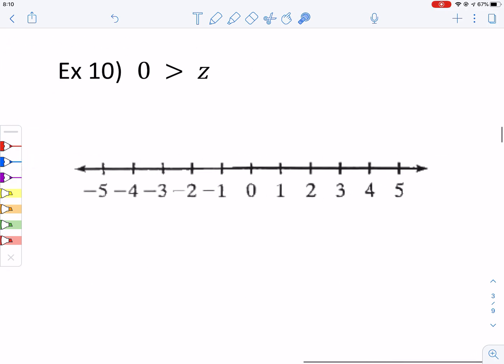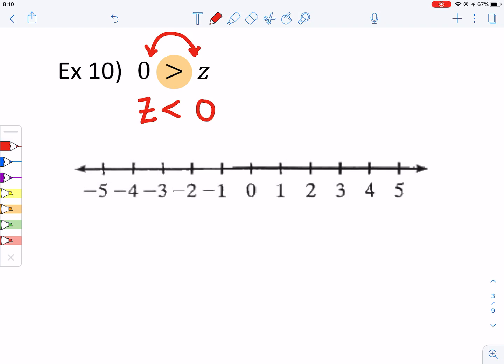All right, and the last one I want you to try. 0 is greater than z. Let's rewrite it and then graph it. When we rewrite it, we flip it. Variable needs to be on the left. So flip your z and your 0, which means you have to flip the inequality. It was greater than, it is now less than.